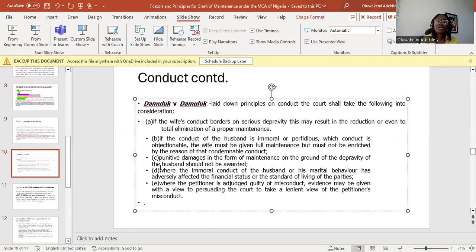On conduct also, in Damilock and Damilock, the court laid down some principles on conduct that they will take into consideration. It said that if the wife's conduct borders on serious depravity, like the one that had adultery with the visitor to the matrimonial home, even with the in-law, or all these conducts that border on immorality and cruelty, especially immoral behavior, adultery is viewed heavily by the courts, and they are likely to reject an application for maintenance. But again, everything borders on the facts of the case.